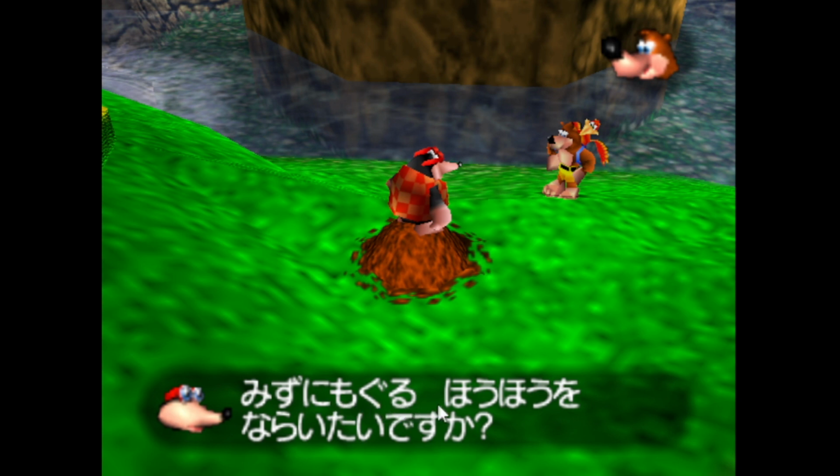Mizu ni moguru hoho wo naraitai desu ka? Okay. So, mizu is water. Ni is just, like I said, the preposition in Japanese, I suppose, so into water. Moguru is to dive, and hoho is kind of the way of, so the method, I suppose, the method of diving into water.